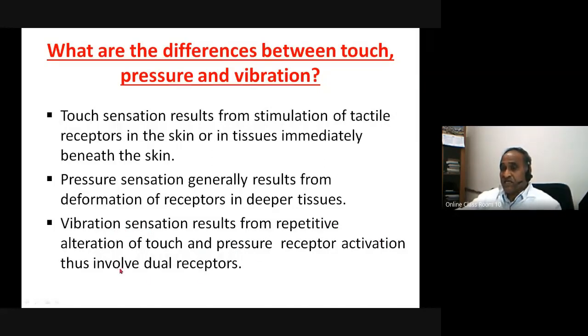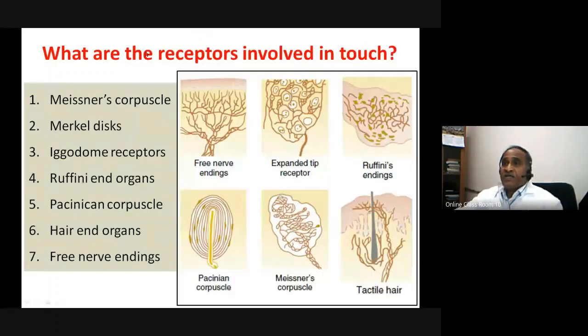So that means it has dual receptors and dual connections. What are the receptors involved in touch? One, Meissner's corpuscle. This is a Meissner's corpuscle. You see that it's an encapsulated receptor. You have these nerve endings inside. This is the encapsulation.